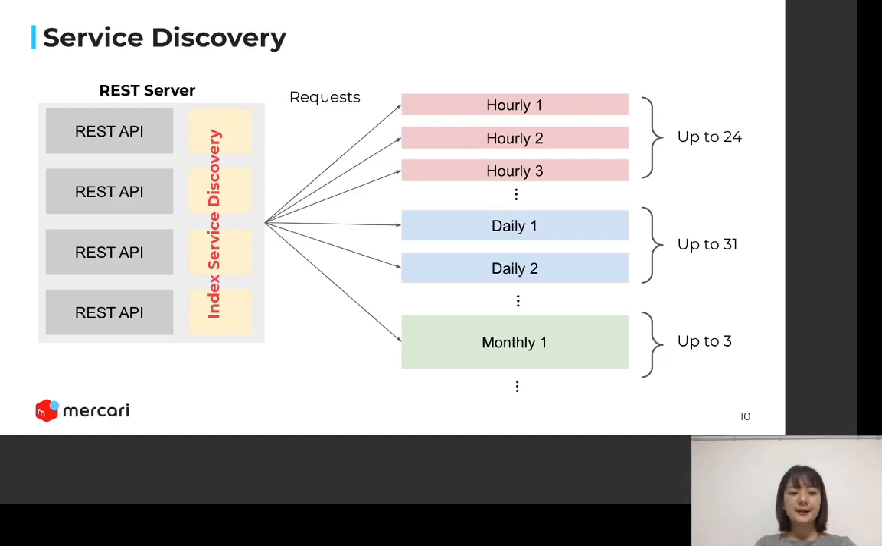Therefore, a thread that discovers the index services is needed, in addition to a thread that provides the REST API. The REST API is multi-process and has multiple workers in each process. Each worker is running on its own thread, and the index service discovery is running on another thread, which makes it very complicated and bug-prone.